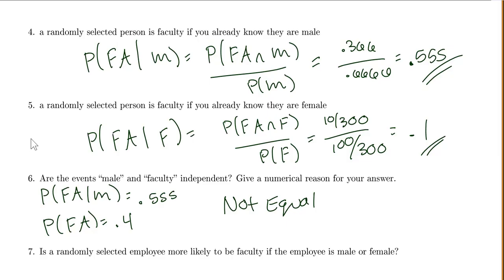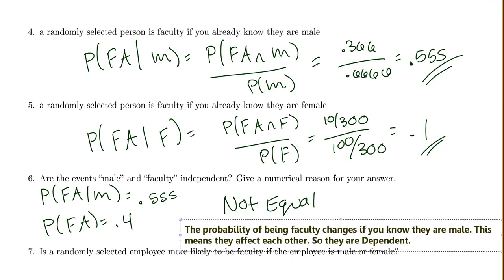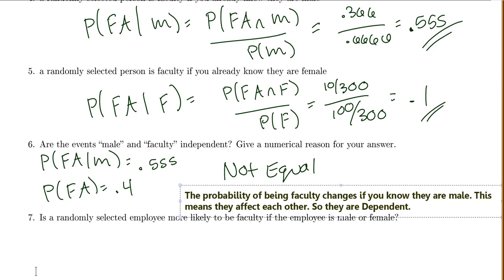And finally, let's ask ourselves, is a randomly selected employee more likely to be faculty if the employee is male or female? So the probability of faculty given male equals 0.555. The probability of faculty if you know they're female equals 0.1. So you are much more likely to be faculty if you are male, 0.555, versus 0.1 if you know you are female.